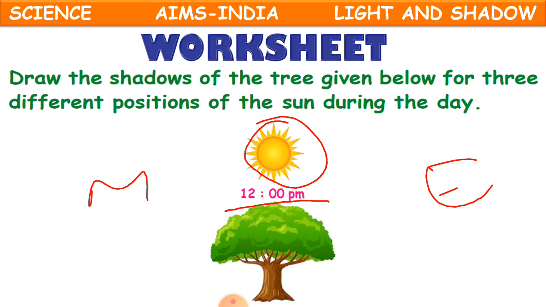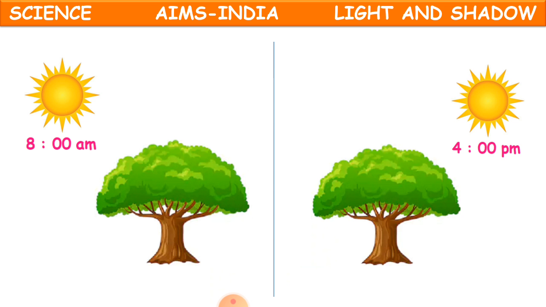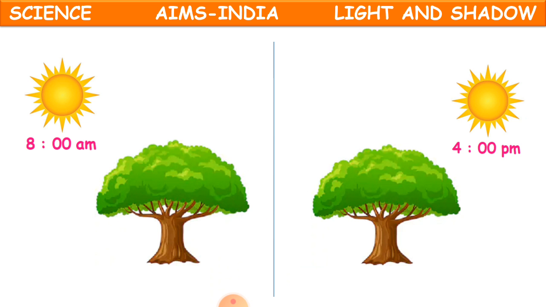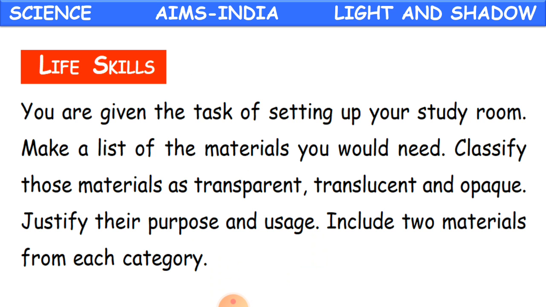Okay, children, clear? So here you have 8 o'clock, 4 o'clock. So you have to just draw exactly how the shadow looks at 8 in the morning, 4 in the evening and also in the mid-afternoon. Clear, children? This is your worksheet now.